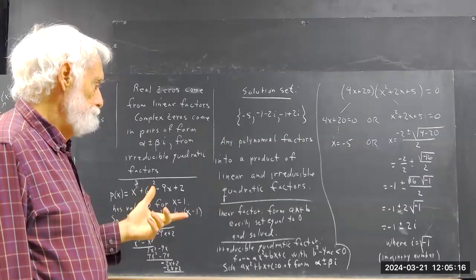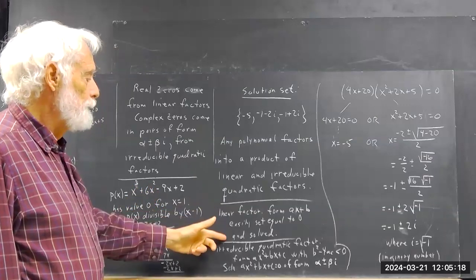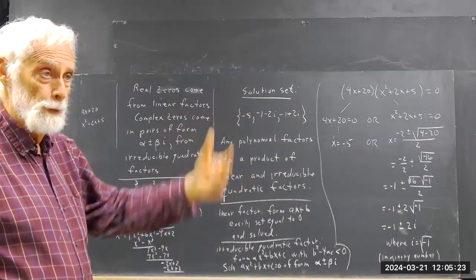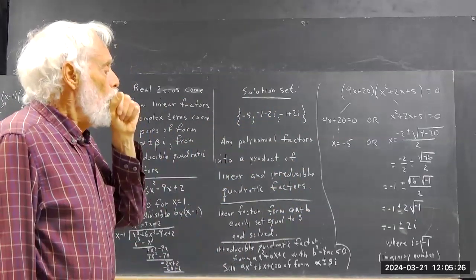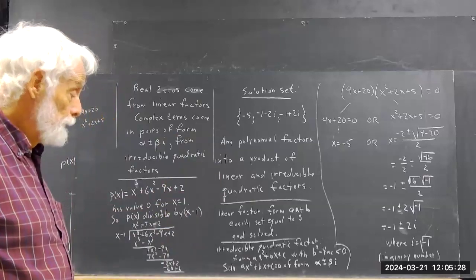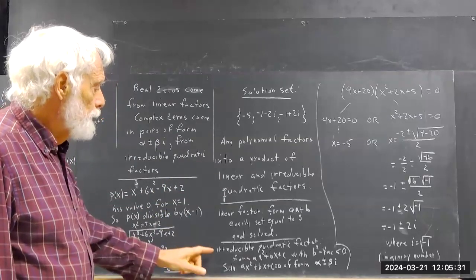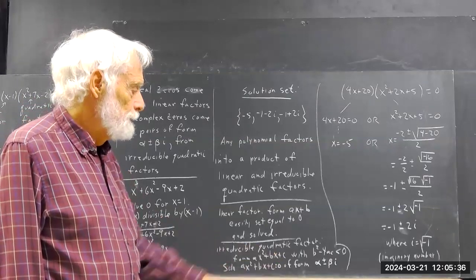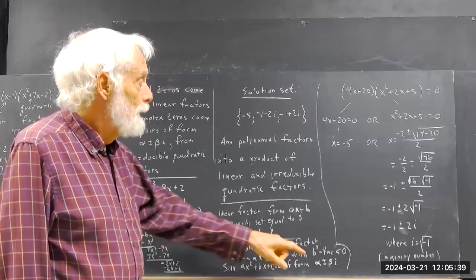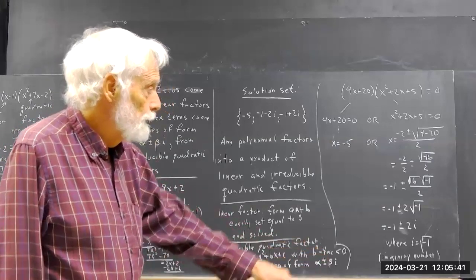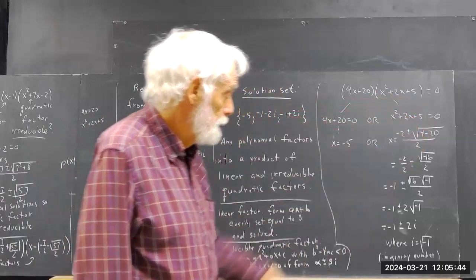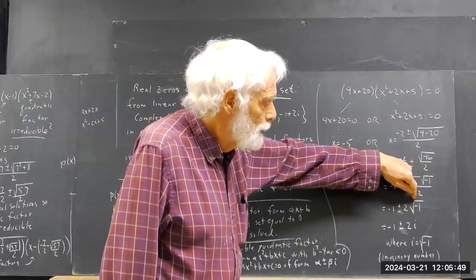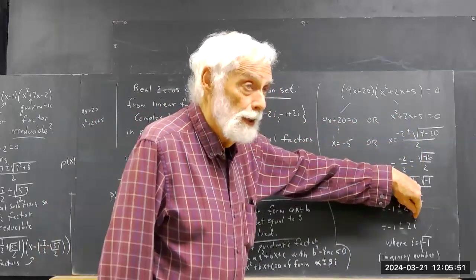So linear factors, just their form ax plus b, set it equal to zero, subtract b from both sides, divide both sides by a. You very easily get a solution every time. An irreducible quadratic factor is an ax squared plus bx plus c, where this discriminant, the b squared minus 4ac, the thing that gave us the negative 16 here, is less than zero. We had to factor out the negative one, and we get the i.